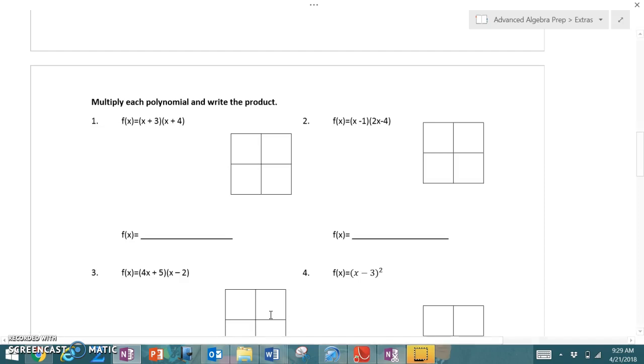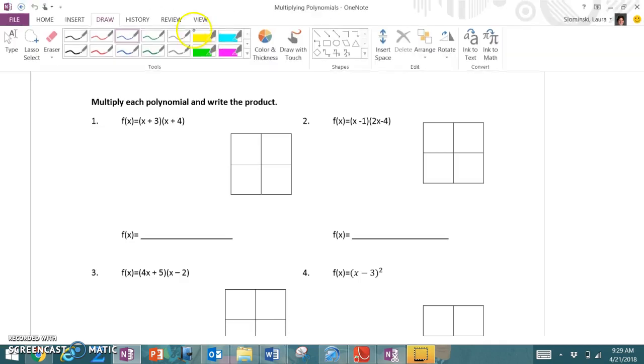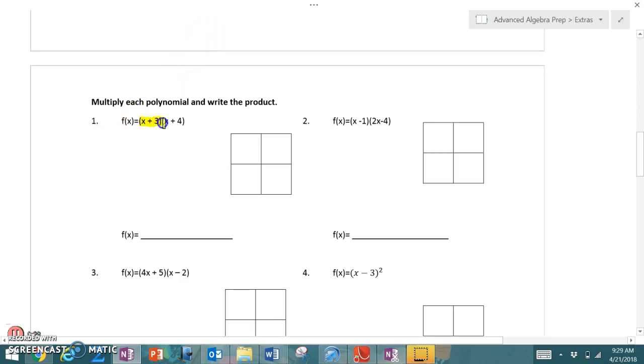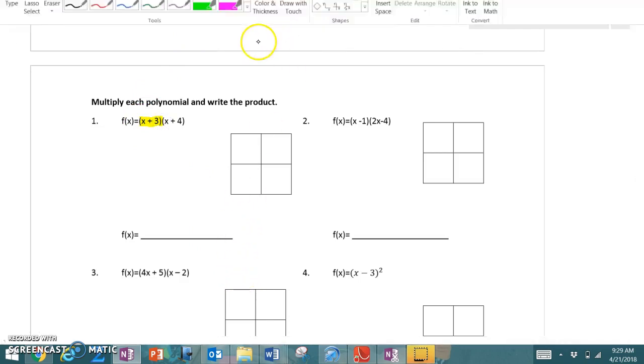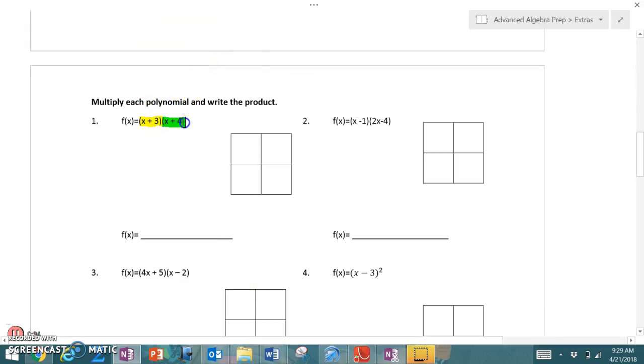So you can see number 1 says multiply each polynomial and write the product. So we have x plus 3 times x plus 4. One thing to think about is this would be like the length and this would be like the width. So if we carry over from the previous example, x plus 3 could be broken into two parts, an x and a plus 3. And I intentionally put those on top of each of the little boxes because remember, ultimately we're going to find the area of the 4 boxes and then add them together.